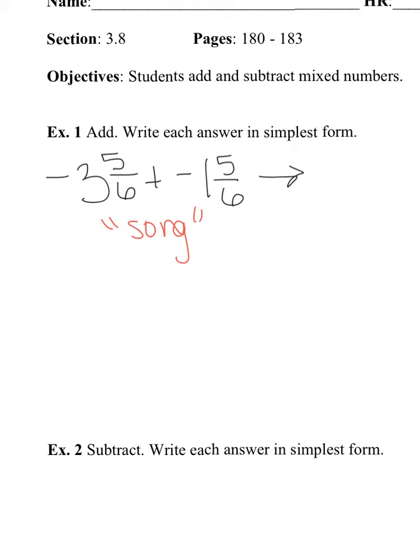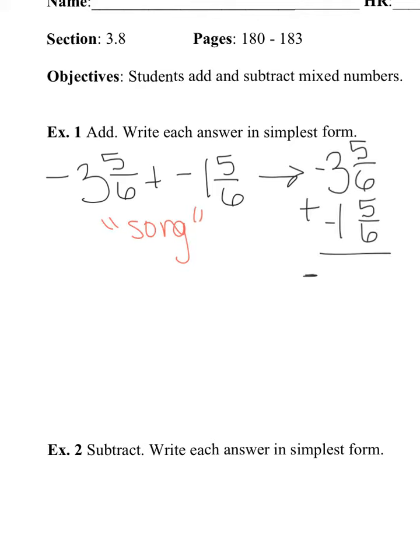When I'm dealing with mixed numbers, I actually like to add them vertically. I don't know why, it makes more sense to me. Both of these are same signs. That means I'm going to add them together and I'm going to keep the sign. I'm going to go ahead and put that negative sign down there in the answer just because I need to remember that I have to take care of that.